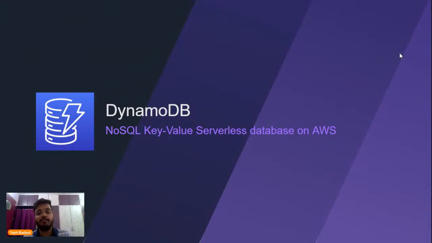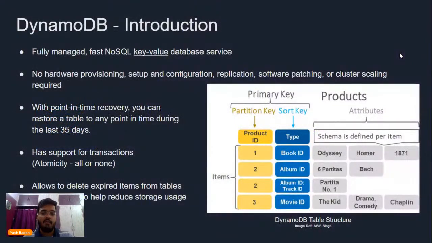Moving on to DynamoDB. DynamoDB is your NoSQL key value serverless database, and it stores your data in a key value fashion. It doesn't have a relation between data, I mean, it doesn't have a fixed number of columns like we have in a relational database. You can have a flexible number of columns, and we'll go through how DynamoDB distributes your data, right? So DynamoDB is a fully managed, fast, NoSQL key value database storage, right?